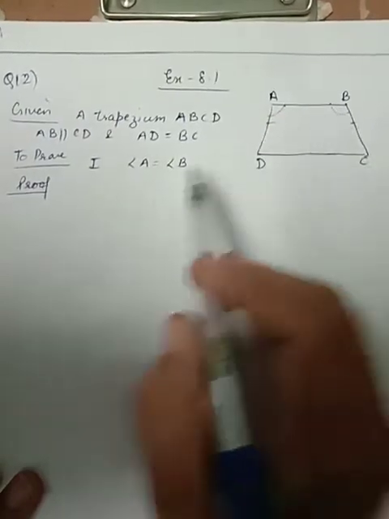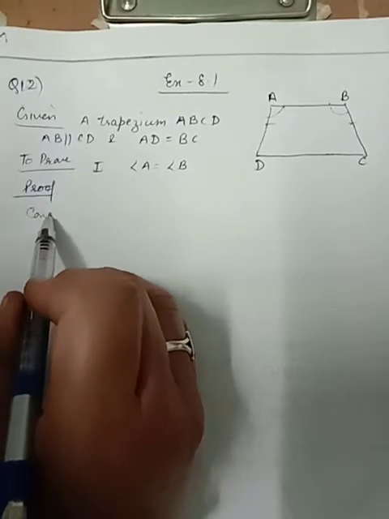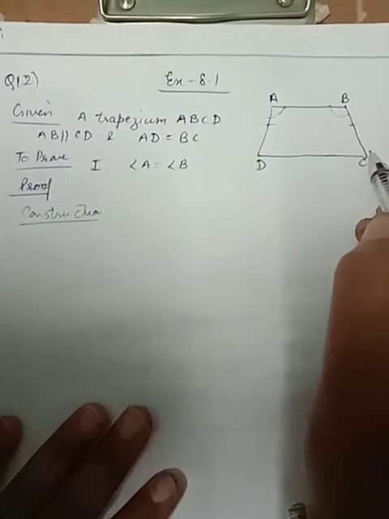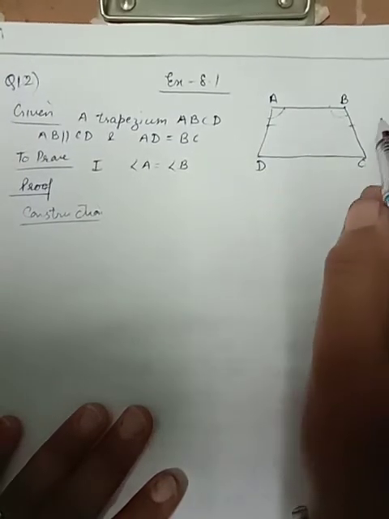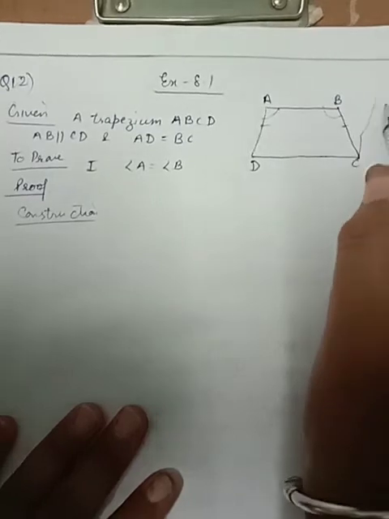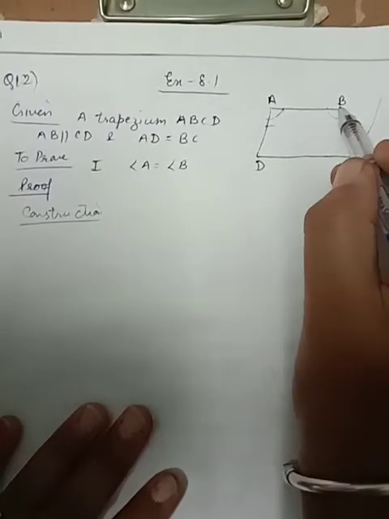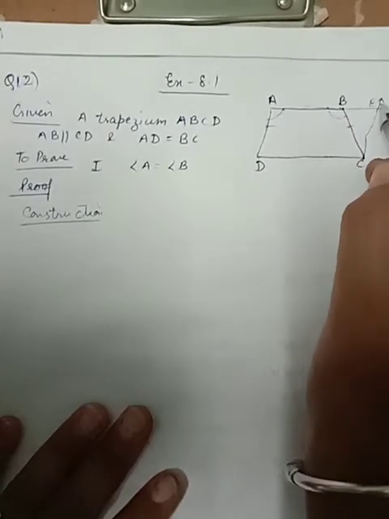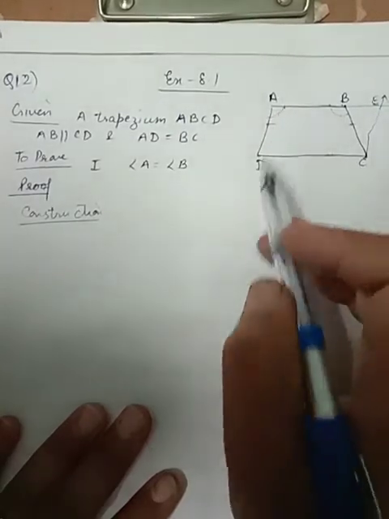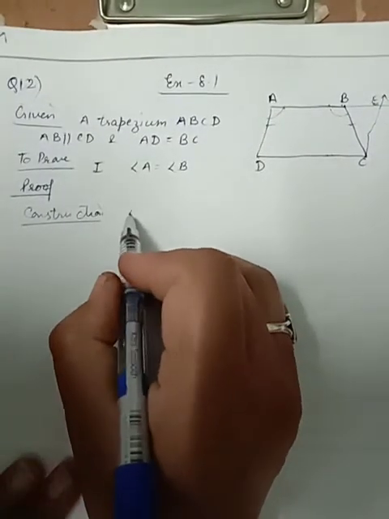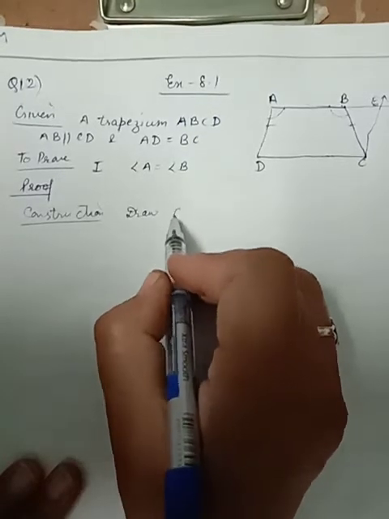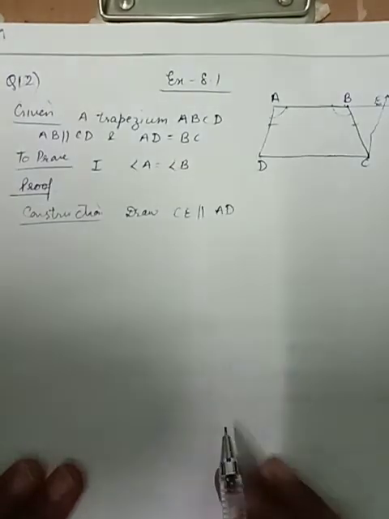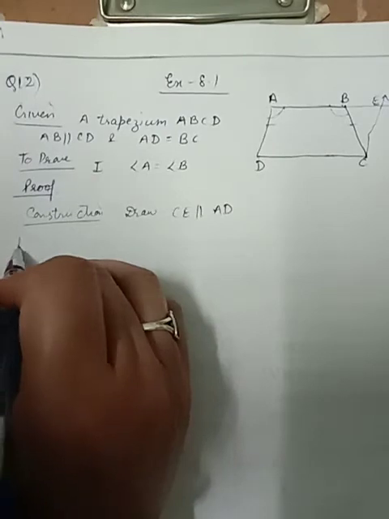Now to prove this, we have to do some construction first. In construction, we will draw a line parallel to DA. Draw CE line which cuts the AB produced line at E. This CE is parallel to AD. Construction: draw CE parallel to AD. Now let us start the proof.